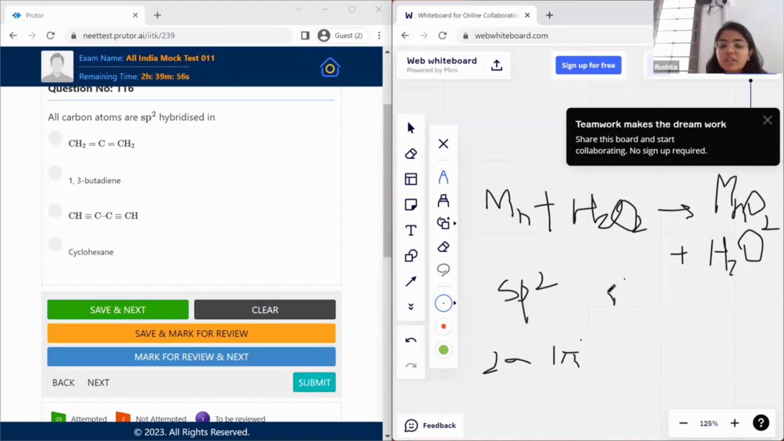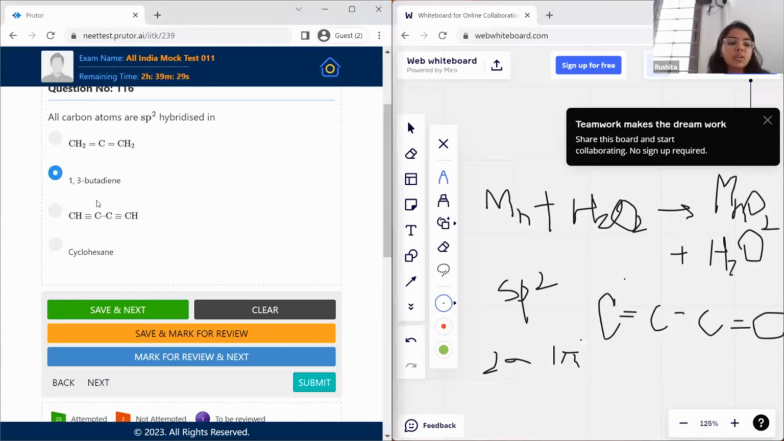1,3-butadiene. The structure of 1,3-butadiene: butadiene means 4 carbons, and 1,3 means the 1st and 3rd carbons have a double bond in it. If you look at the structure here, all the carbons are in the sp2 state. All the carbons would have one double bond with them. This carbon and this carbon share this double bond. This and this has this double bond. So this one is the correct one.